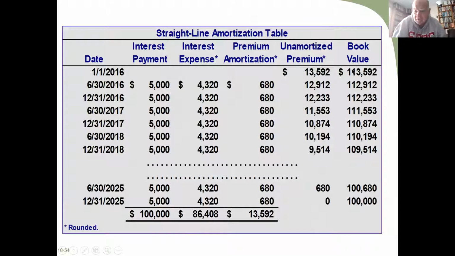Again, here it is. Very easy. We start with a net book value of 113,592. And every period, in this case, and here's what you were asking before, Suda, right? You come down, down, and you end up at 100,000. So we got the amortization. We know this number, and the difference would be the interest expense. Premium, straight line.